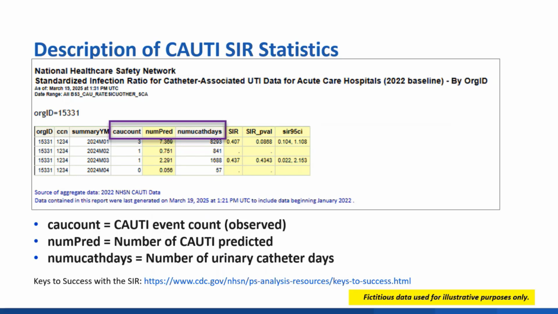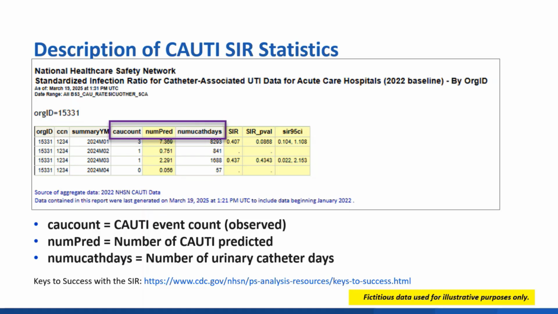Second is your NUM-PRED, or the number of CAUTI events predicted. This is generated through that NHSN risk adjustment model based on several variables such as the patient population, the location type, and the other known risk factors. Third, we have the NUM-U-CATH days, which is the number of urinary catheter days. This reflects the total number of days patients had a urinary catheter in place across all relevant units or locations. All 3 of these variables are required to calculate the SIR. Without any one of them, the report either excludes the data or flags it as incomplete in Table 5.